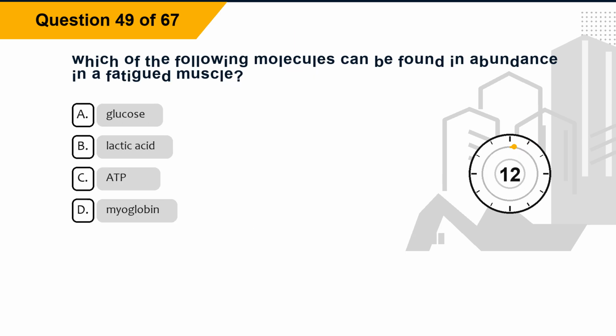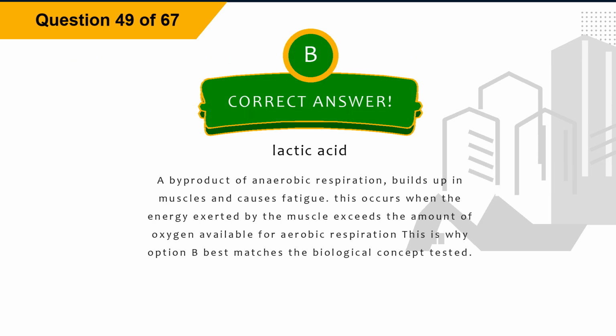Question 49. Which of the following molecules can be found in abundance in a fatigued muscle? Option A, glucose. Option B, lactic acid. Option C, ATP. Option D, myoglobin. The correct answer is option B, lactic acid.